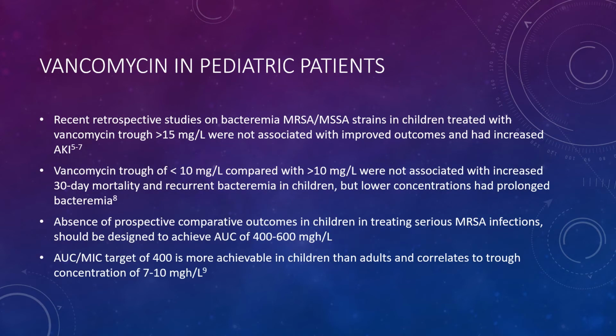Recent retrospective studies with MRSA strains in children treated with vancomycin at a trough of greater than 15 were not associated with improved outcomes and actually had an increase in AKI. There's an absence of prospective comparative outcomes in children with serious MRSA infections, and therefore we need to design those trials to make sure that we achieve the AUC of 400 to 600. The AUC/MIC target of 400 is actually more achievable in children than adults and correlates to a lower trough concentration of 7 to 10 compared to 15 to 20 in the adult population for this disease state.